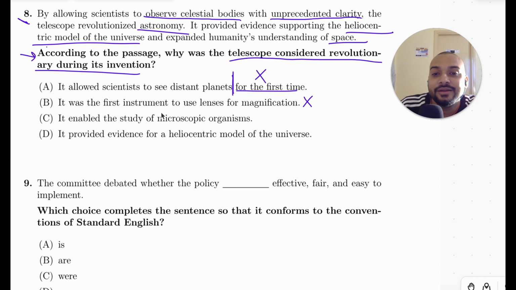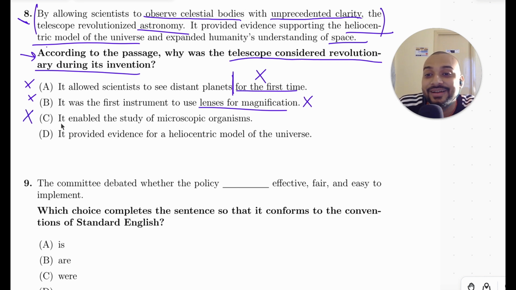We don't know what magnification is, we don't know what lenses are, we only know what's written here. Wrong. Option C, it enabled the study of microscopic organisms. Suddenly they transcend to biology. Wrong again. So just by the process of elimination, option D is correct, but let's also see what option D has. It provided evidence for a heliocentric model of the universe.